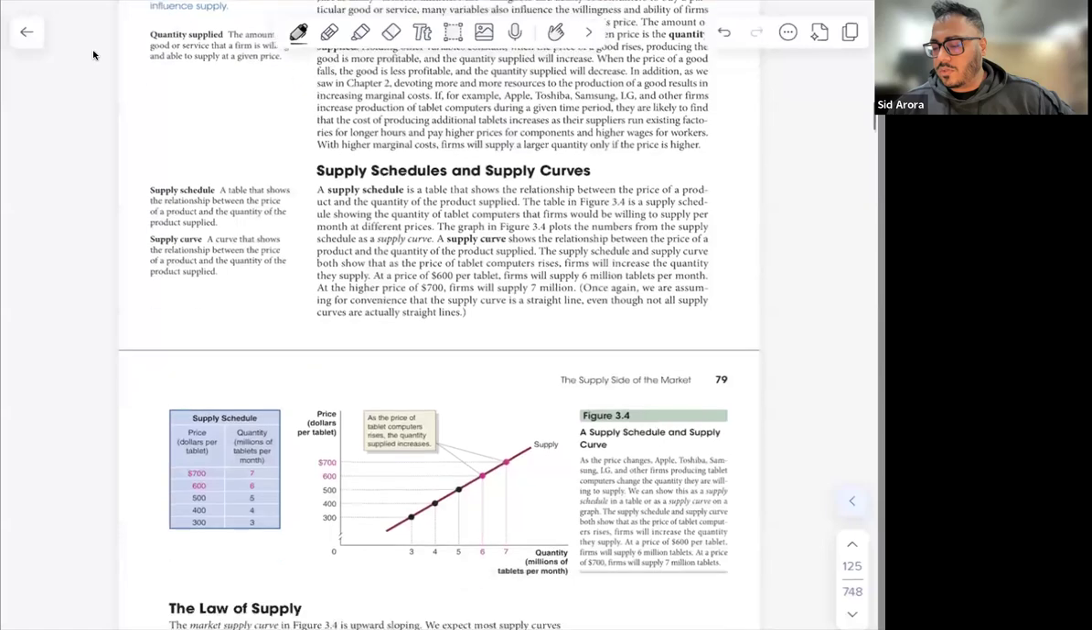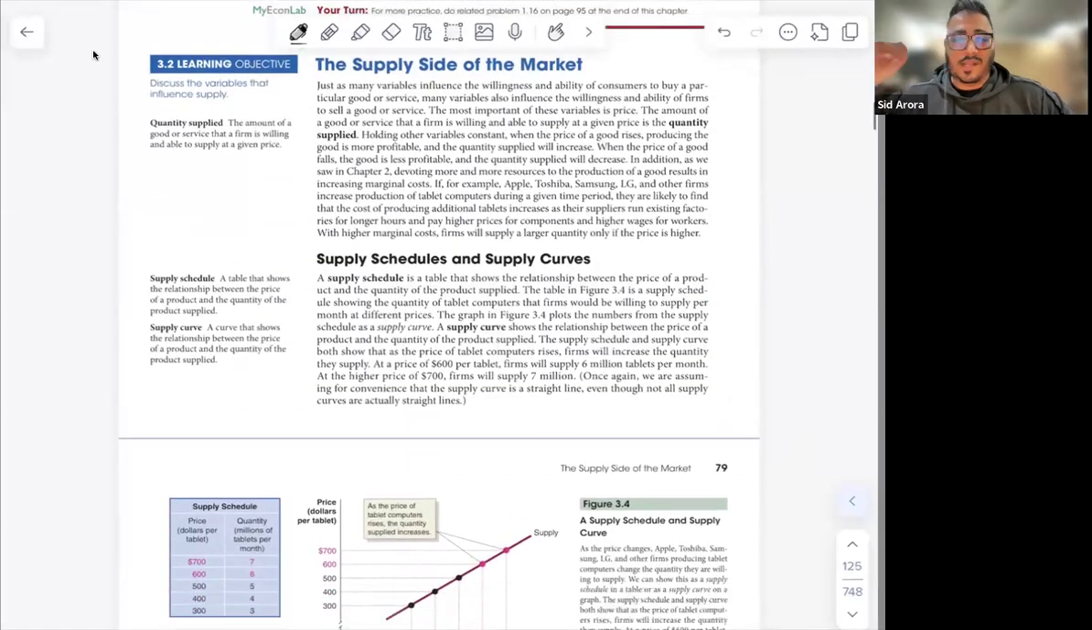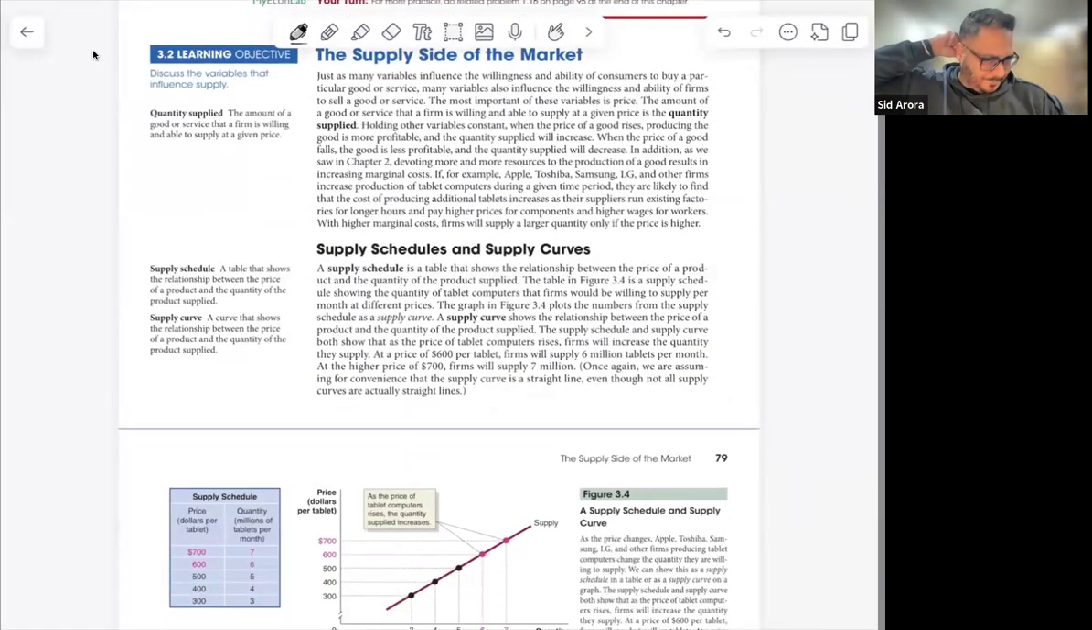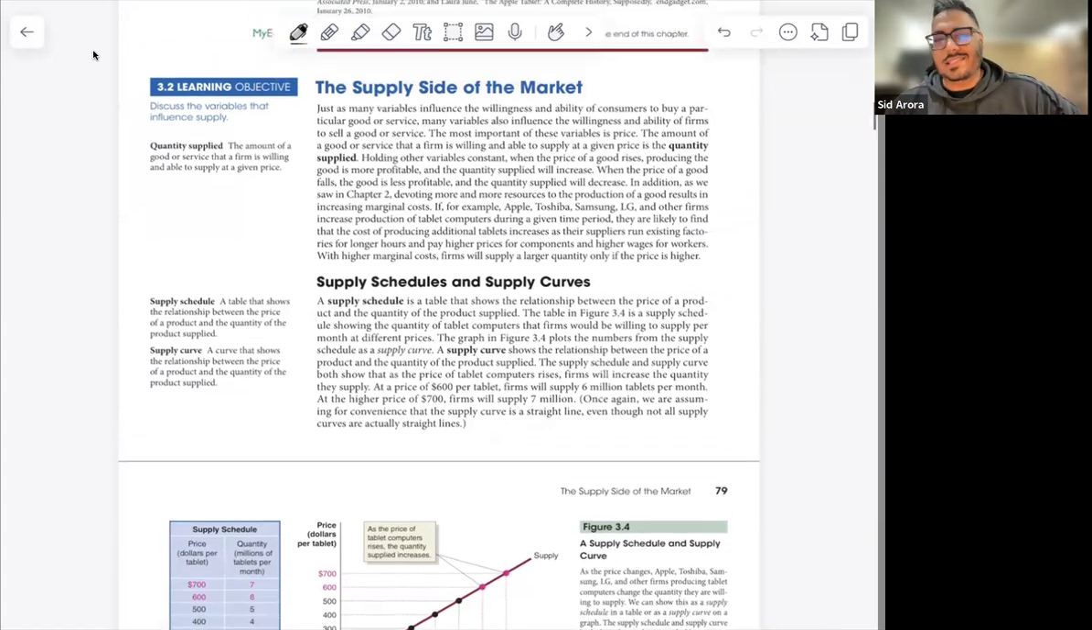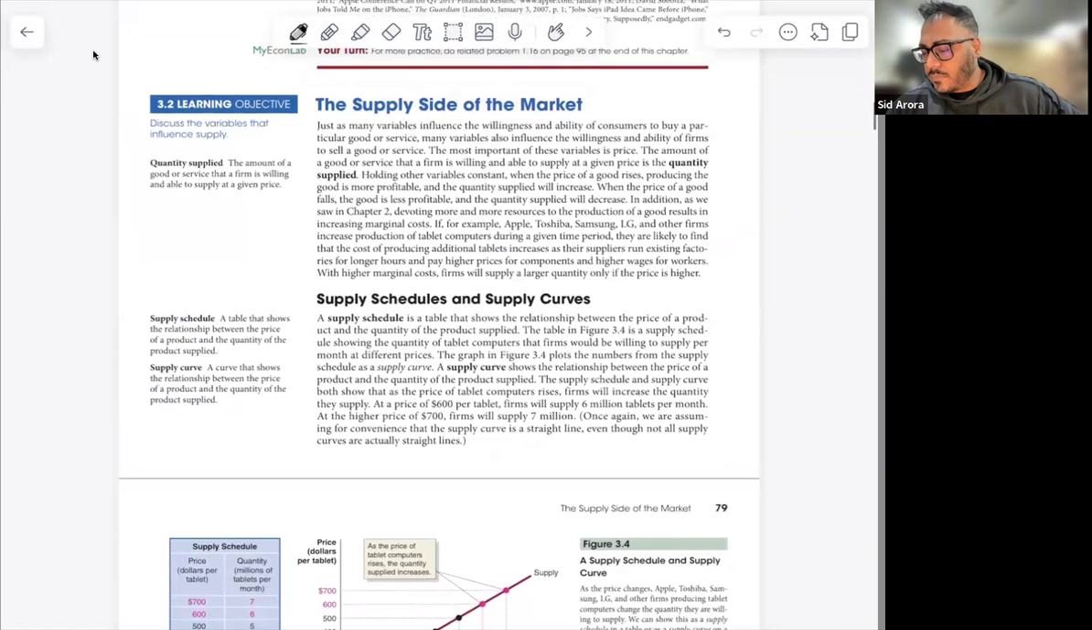Now, we did the demand side, so now we'll do the supply side, and this will be much easier to grasp because we've done the demand side already, and it's going to be very similar in terms of how we analyze it. It's just going to be the opposite side of the market, so a lot of the stuff is just going to be reversed. So it's going to be pretty easy to grasp.